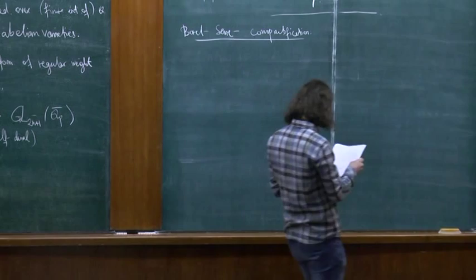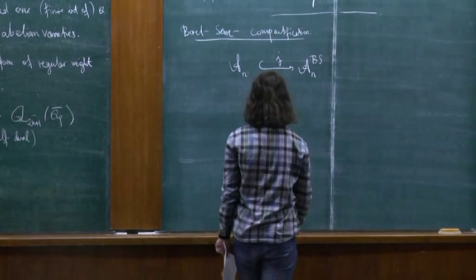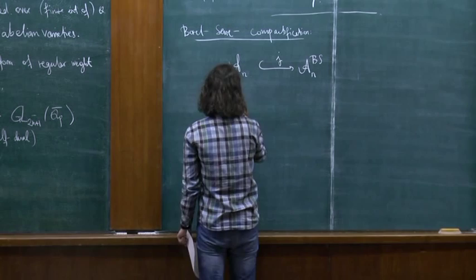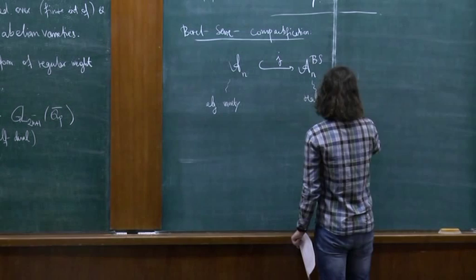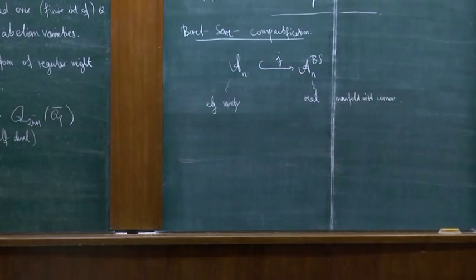That's a compactification of this guy A_N into A_N Borel-Serre, some inclusion j. So recall that this guy was actually some algebraic variety. However, this guy will just be a real manifold with corners. But it has a very convenient property that this inclusion j is a homotopy equivalence.